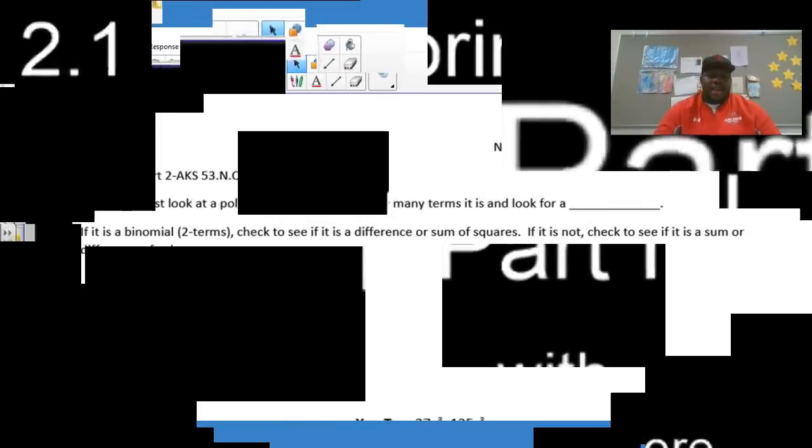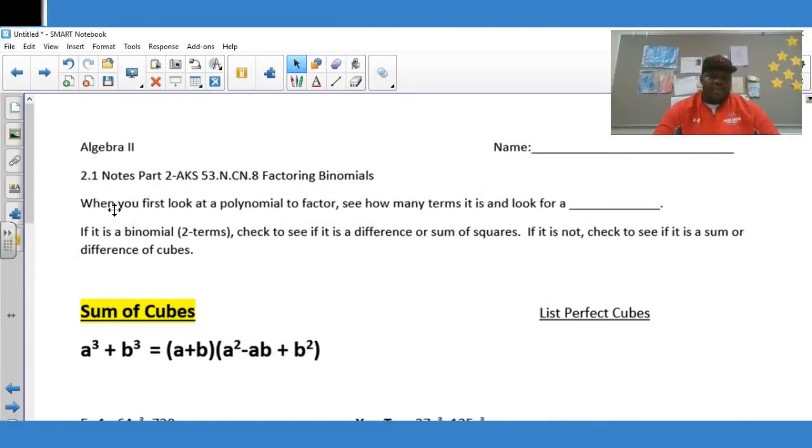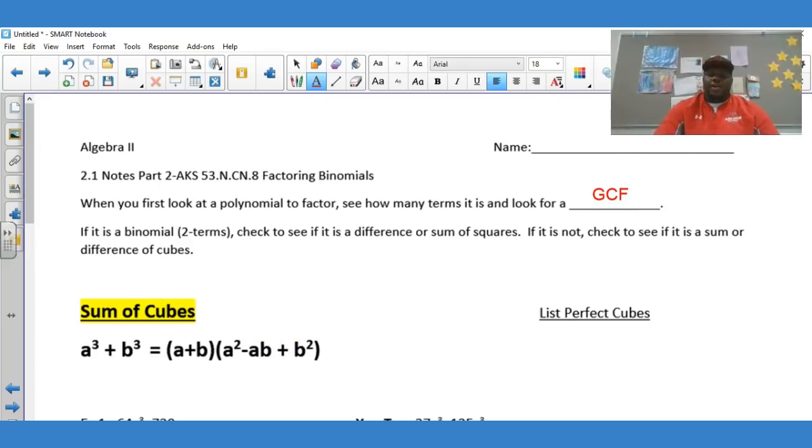When you first look at a polynomial to factor, see how many terms it is, and look for a GCF, greatest common factor. That's first and foremost. If it is a binomial, two terms, check to see if there is a difference or sum of squares. We talked about that yesterday.